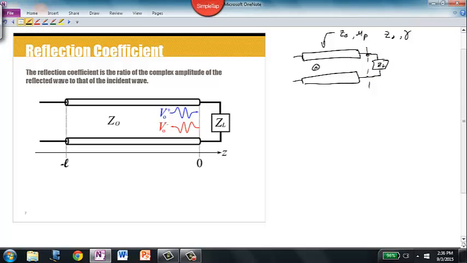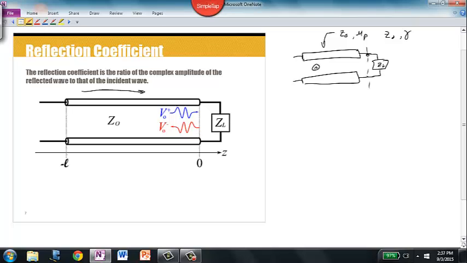So for this analysis, we're going to redefine our normal geometry. We're going to put the load along the z-axis, and we're going to say that that is the 0 point on the z-axis. That means that everything to the left of the load is on the minus z-axis, and so if this transmission line is L meters long, its input is at minus L along the z-axis. We're still considering that a positive traveling wave is moving from the left side to the right.